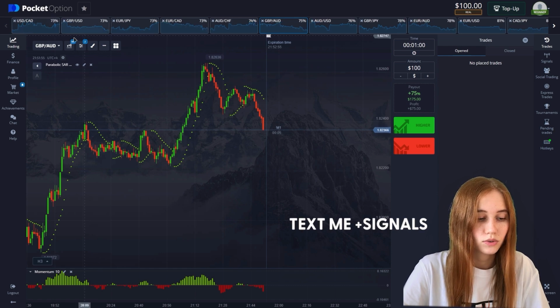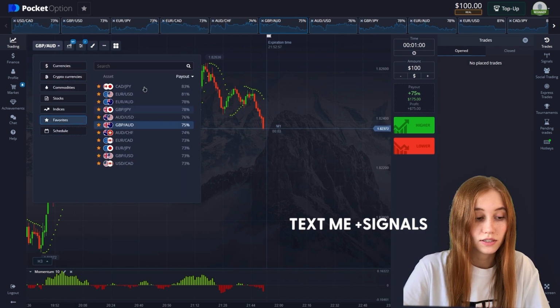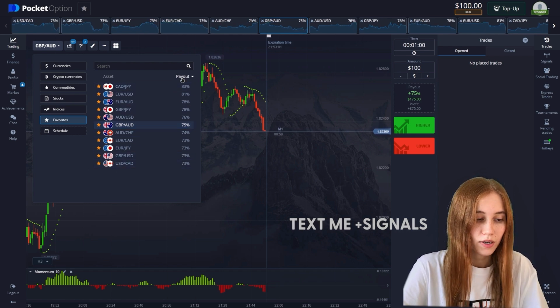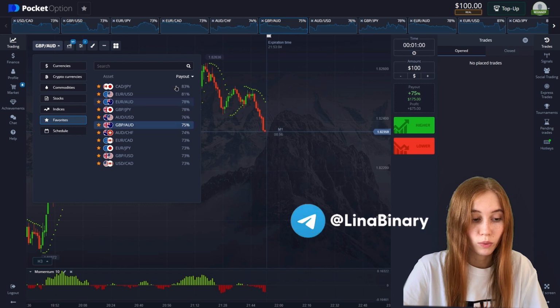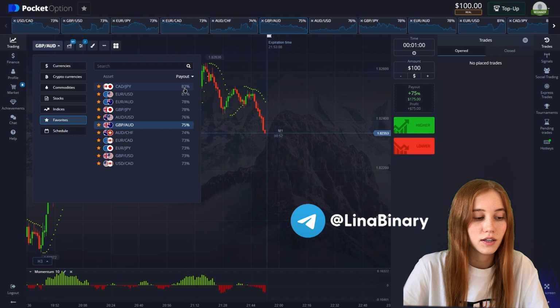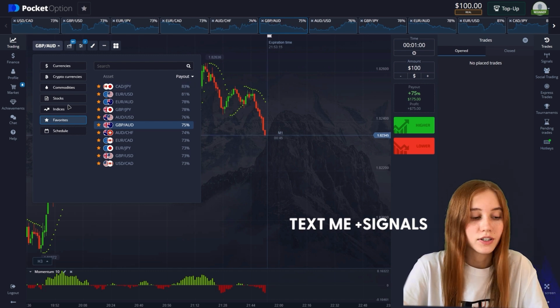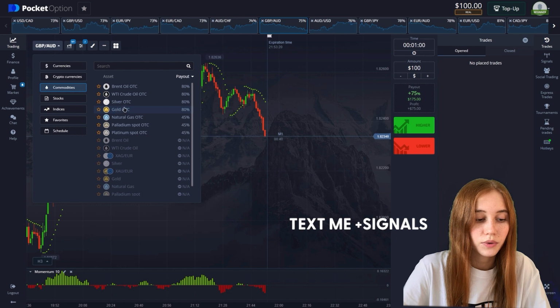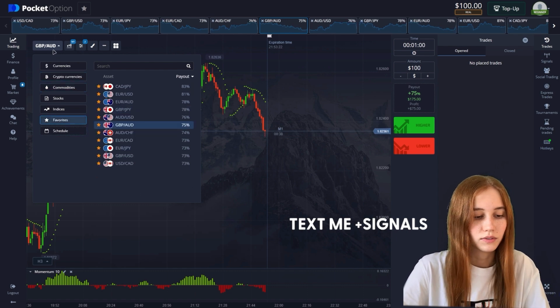We'll also trade on currency pairs. I choose these currency pairs for myself. They suit me perfectly. The payout percentage is above 70 everywhere. The payout percentage means, for example, if it's 83 and you place a bet of $100 and it comes in, then your profit will be $83. You can also trade crypto, gold, silver, and so on.